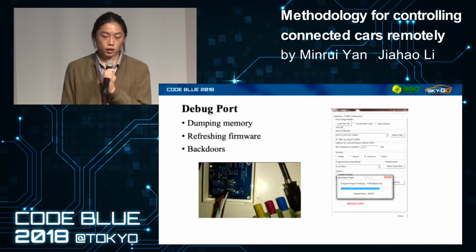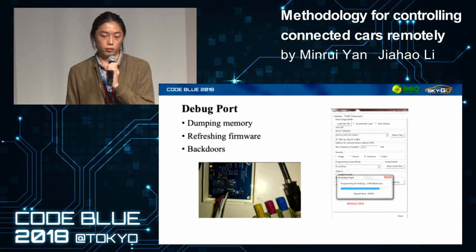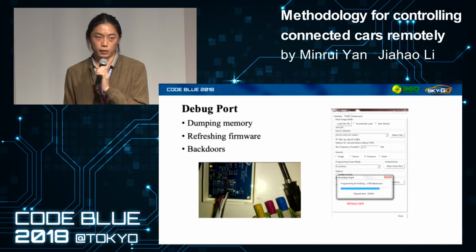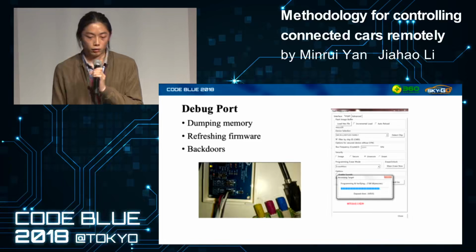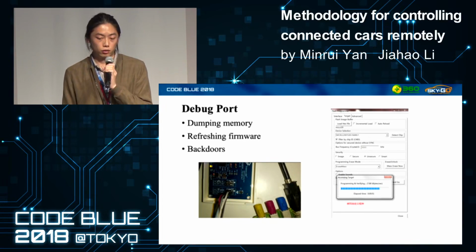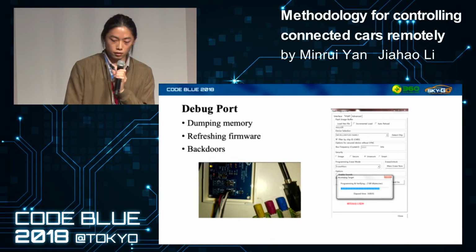By that we can also read memory when it's running. The device in this picture is a USBDM Freescale, and we can flash malicious firmware instead. If you want to add a backdoor, you can do it.